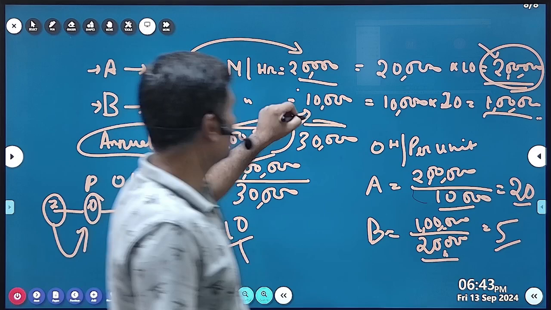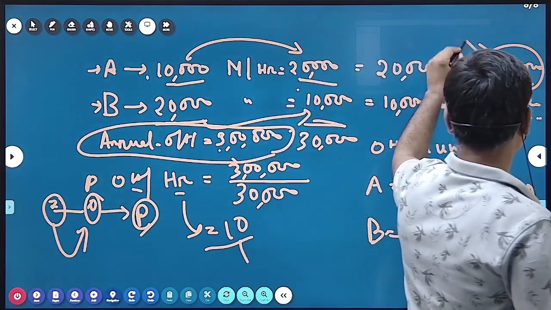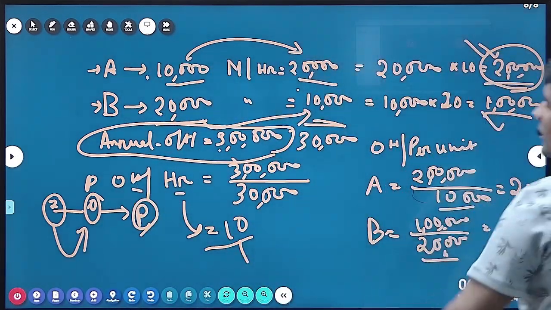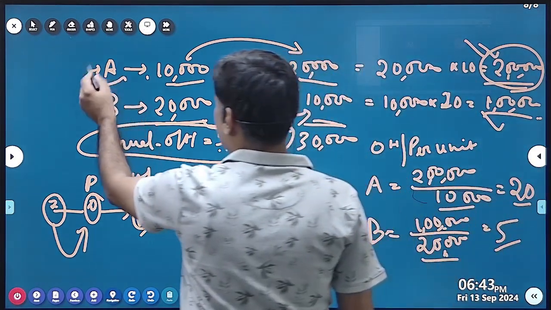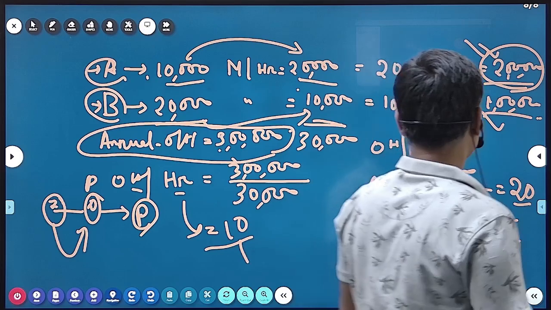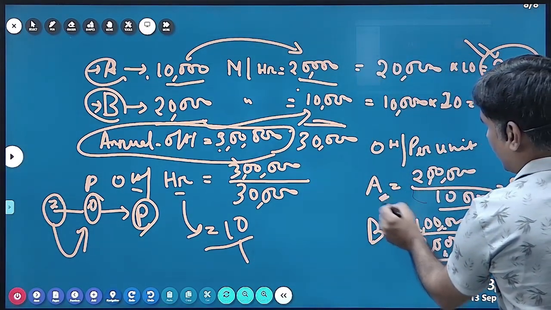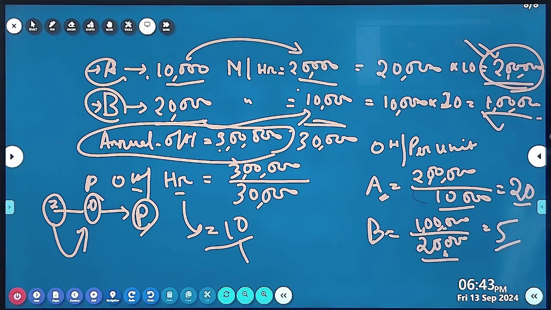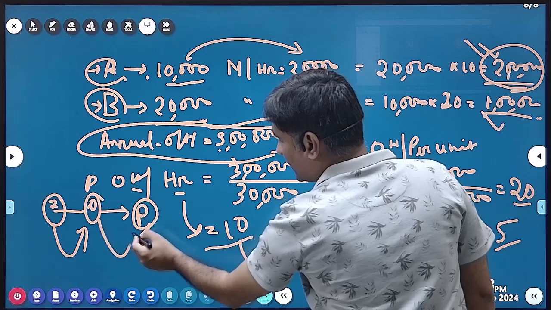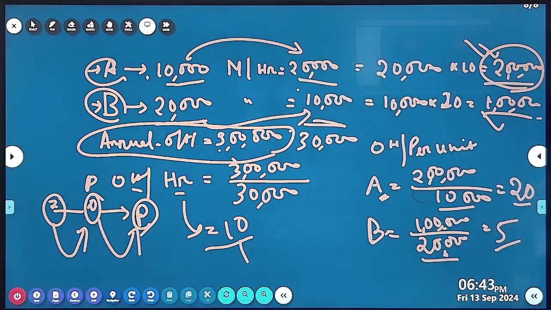First, what did we do? We allocated it to the production department. Production departments are this A and B. Then we allocate it to per unit of A. ठीक है? Then production department to the product. Per unit, how much? 20 for this, 5 for this.